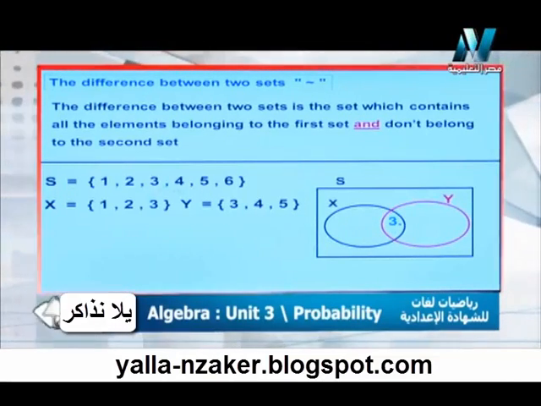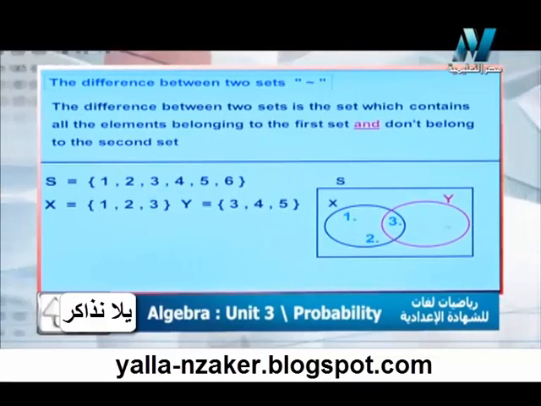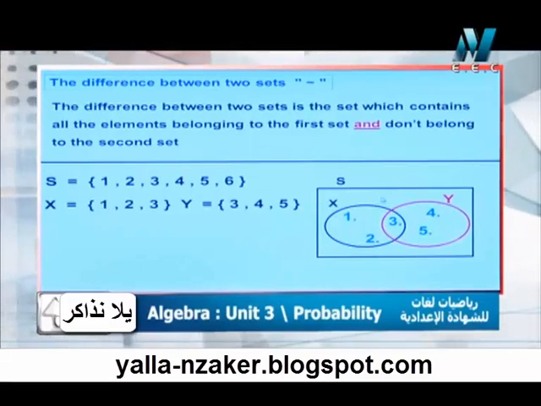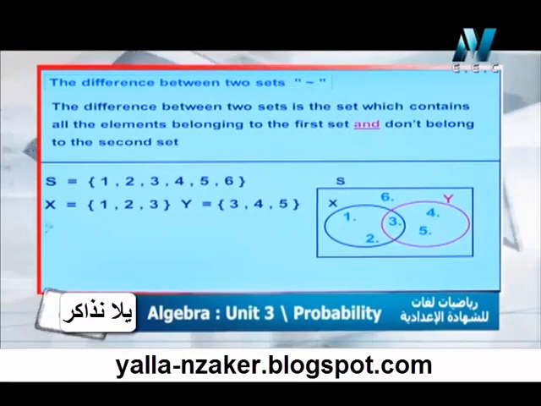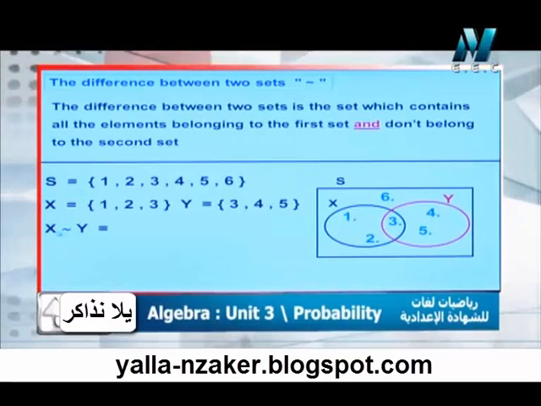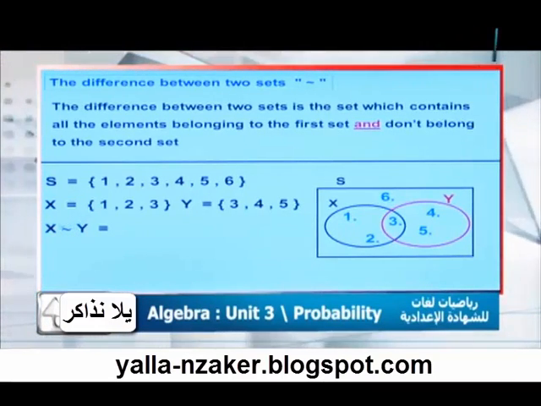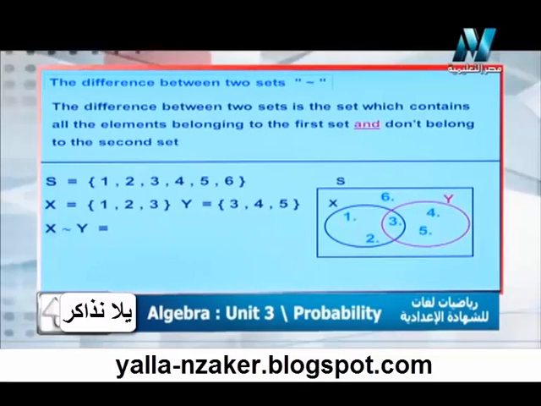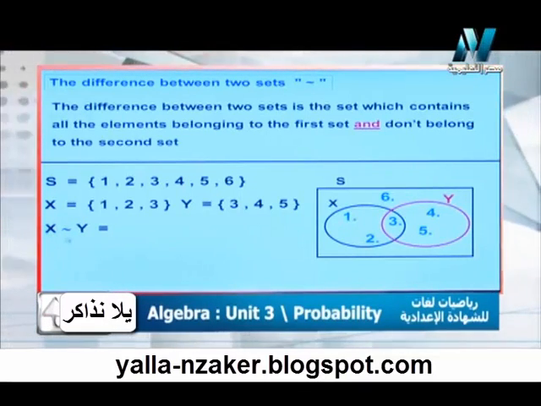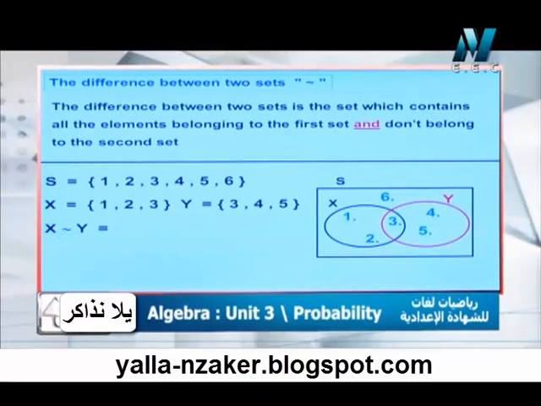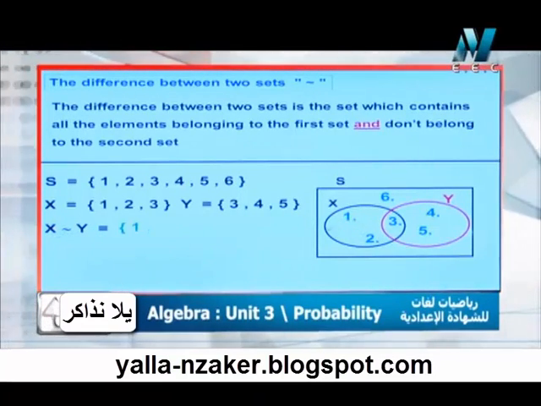And I'm going to write 1, 2 here, and after that 4 and 5 in Y, and we mustn't forget 6, which we haven't placed yet, it's an element in the sample space. If we are asked for X difference Y, pay attention to the wording: this is difference, it's not minus. And X difference Y means the elements that belong to X, which is the first set, and don't belong to Y. And the elements which belong to X and don't belong to Y are clear from the Venn diagram, which are 1 and 2.